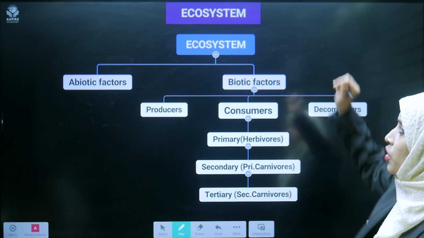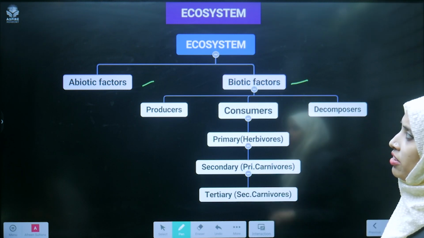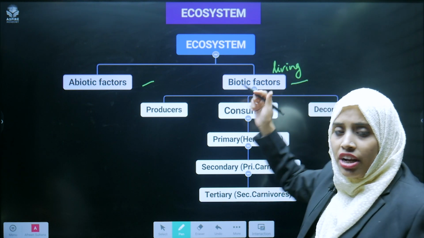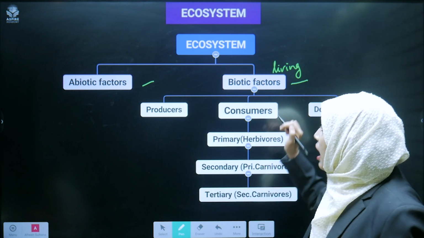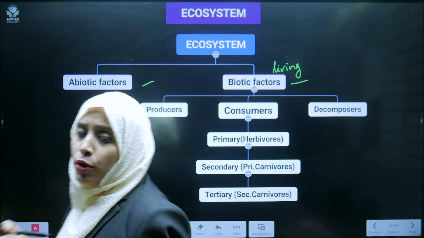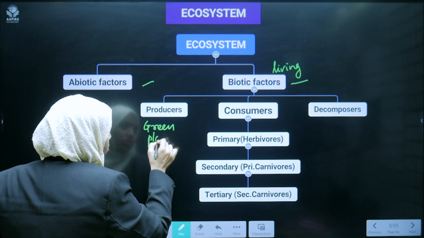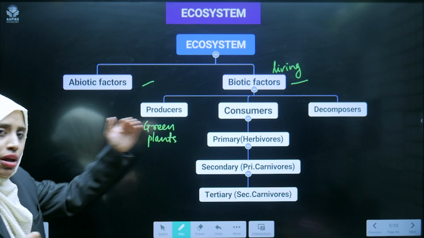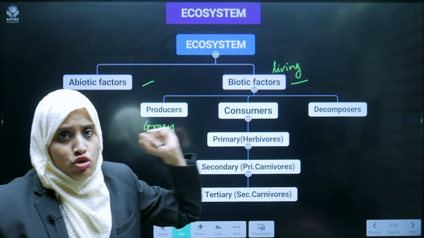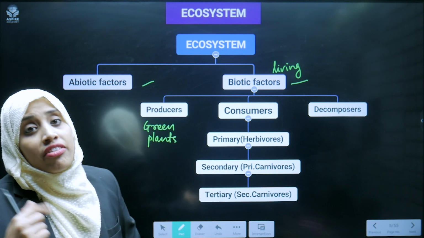How can we classify? Ecosystem broadly we can classify into abiotic and biotic factors. Among the biotic, that is the living component, it will include the producer, then consumer, and last one is decomposers. When we are talking about the producers, producers are the green plants. In consumers, herbivores are the primary consumer. Carnivores are also consumers but they are secondary consumers.